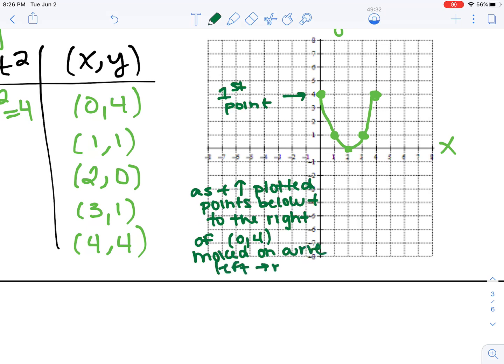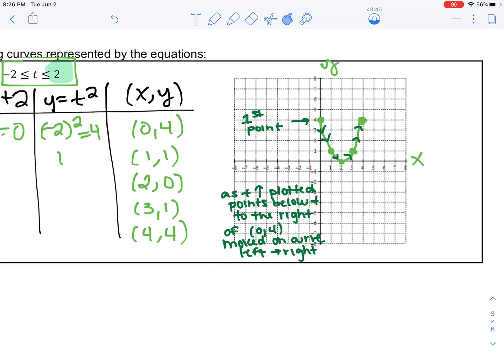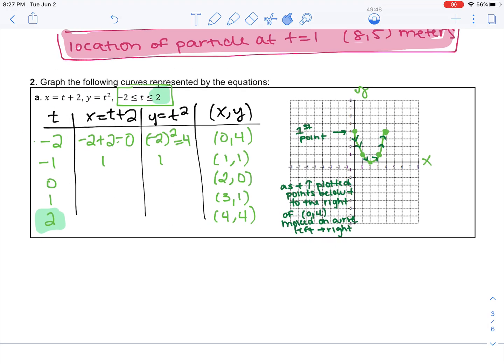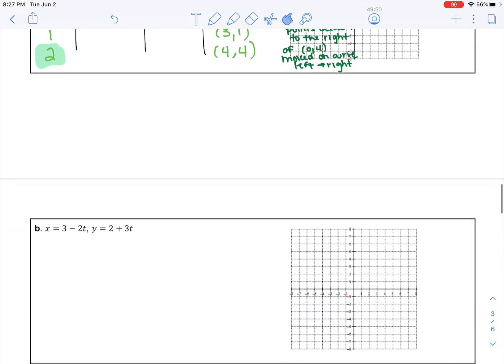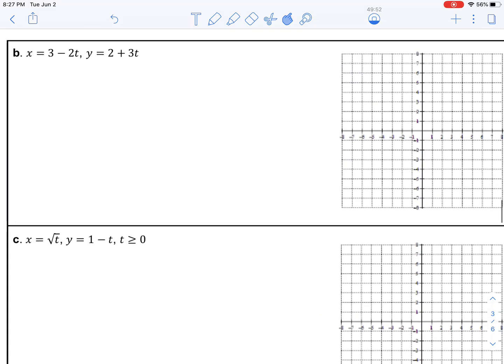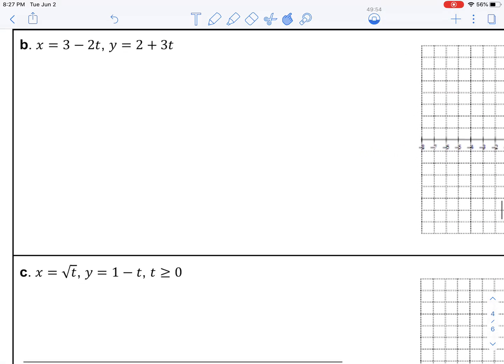So we moved on the curve left to right. Okay, and I'm going to denote that by putting in little arrows that show the direction in which I plotted these points. Okay. All right, so your final answer would include those arrows showing the direction of your curve. Okay, let's go ahead and take a look at B.